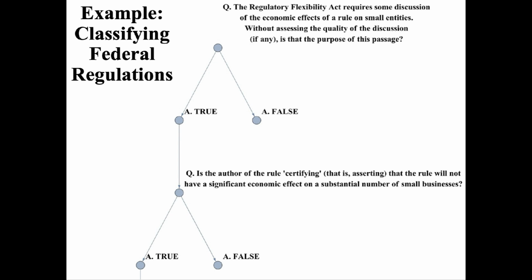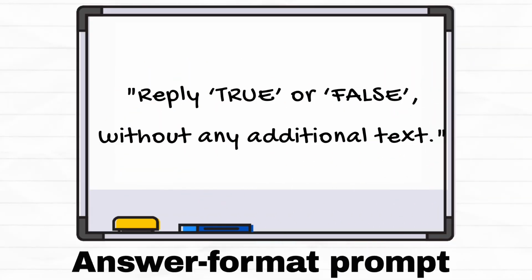If the root question has a false answer, the questioning stops for the regulation and begins again for another regulation. If the root question has a true answer, then a second question is asked, and so on. Although not shown in the diagram, each prompt also includes formatting instructions for the answer.